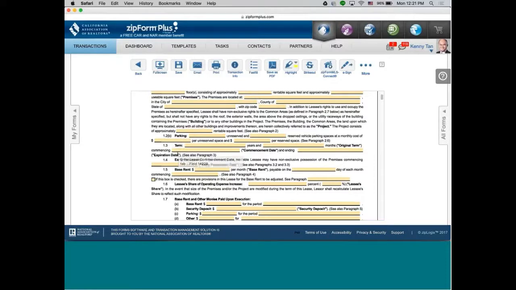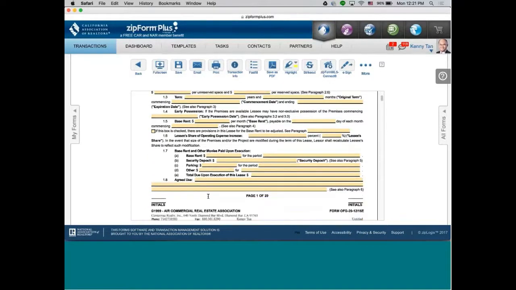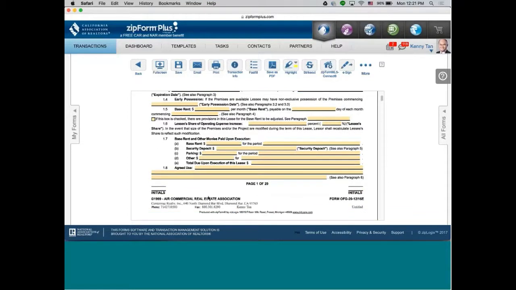Term is the same, early possession the same, base rent, we've already covered this over and over again many times. And then on the base rent and the money is paid upon execution, you got the base rent, security deposit.